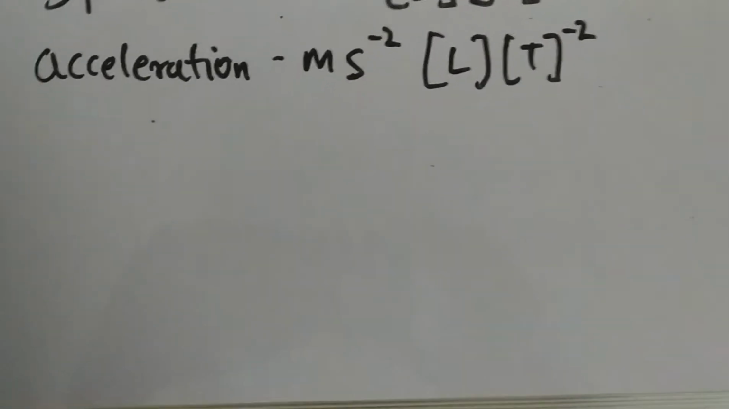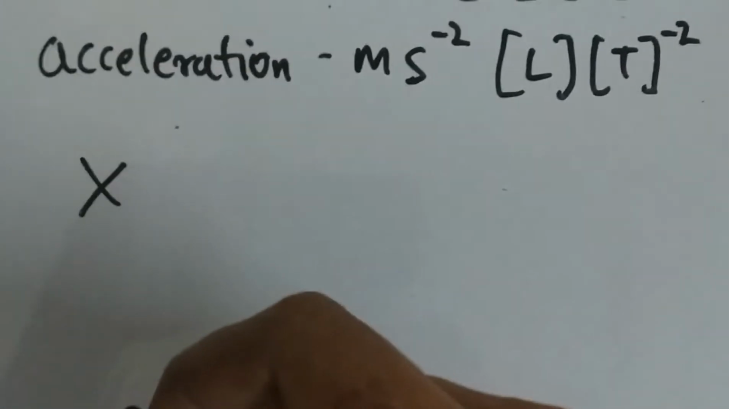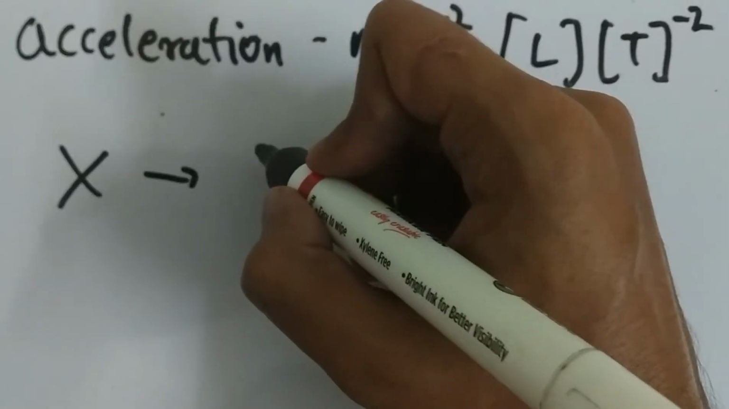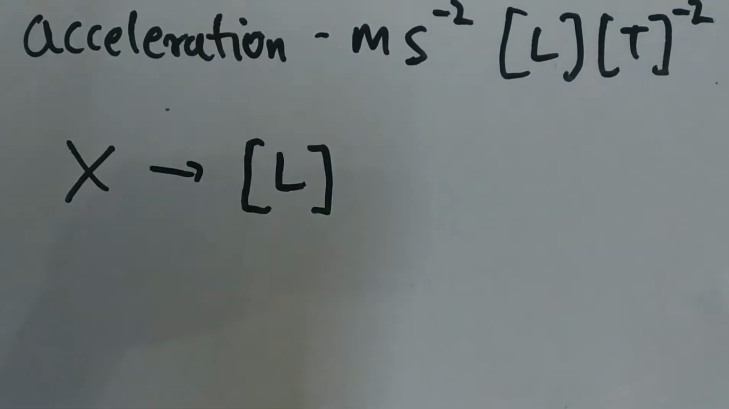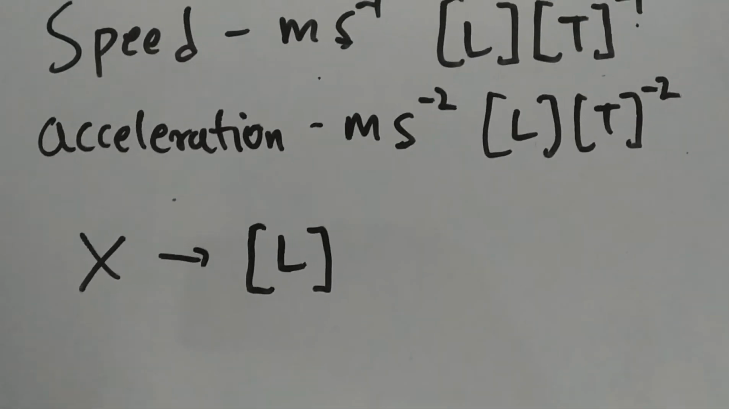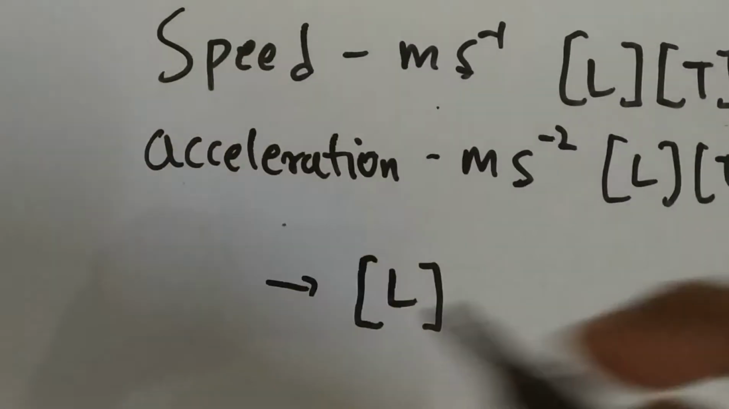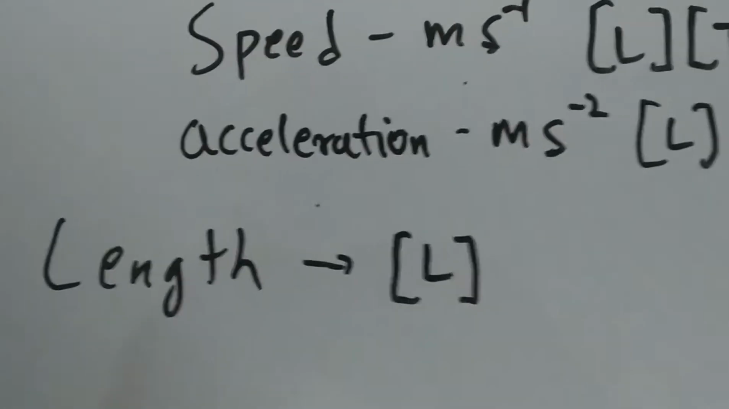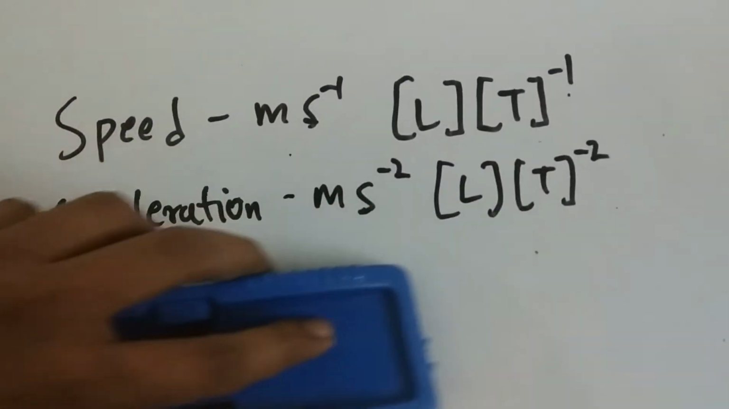Now suppose you have a quantity x and suppose you know it has dimensions of L. What do you think it is? It's nothing but length. So with the help of dimensions you can predict what the quantity is.